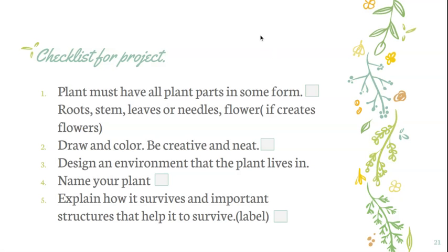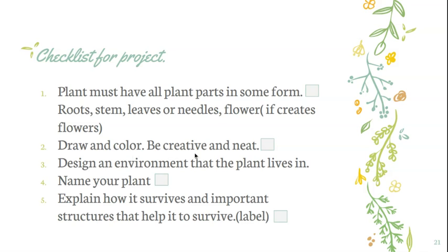Some things to think about when you're making your environment. Plants must have all plant parts in some form. So, for example, if you would like to draw a flower, you need to have the roots, the stem, the leaves, and the flower. It should have all of the different parts. So, you have to be descriptive, and you have to be creative here.